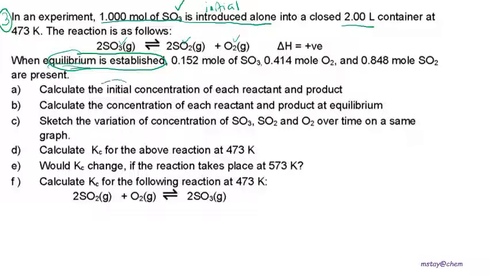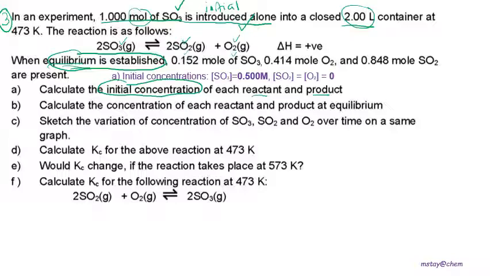So first we need to calculate the initial concentration for each reactant and also product. Like we just mentioned, initially we only introduce SO3. That's why the concentration for SO2 and O2 are equal to 0. But don't forget, the unit given is mole and they also give us the volume. So by using the formula mole over volume, we are able to get the initial concentration for SO3 is 0.5, while for the SO2 and O2 it is 0.